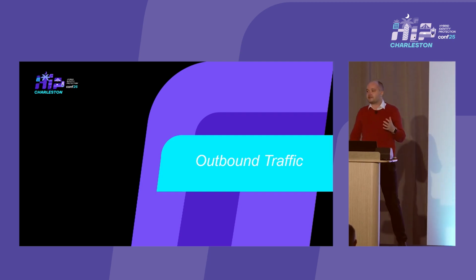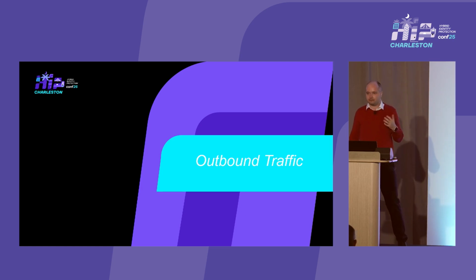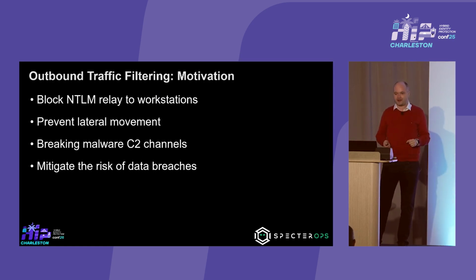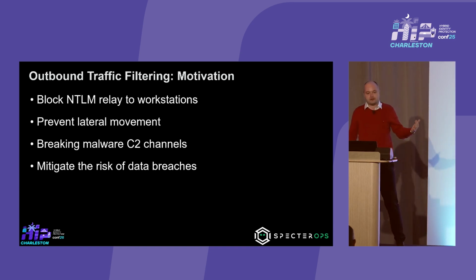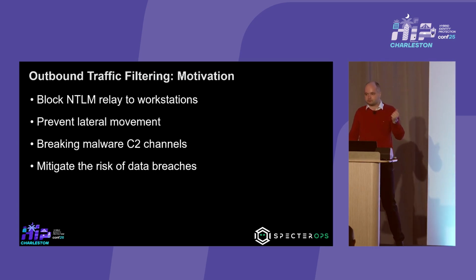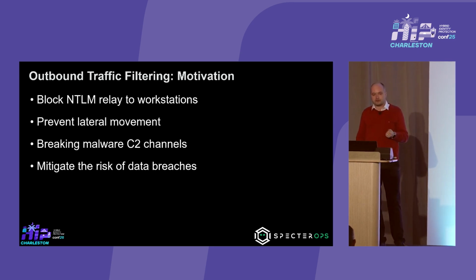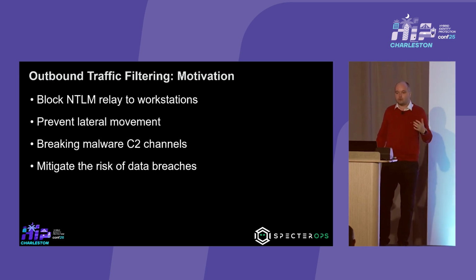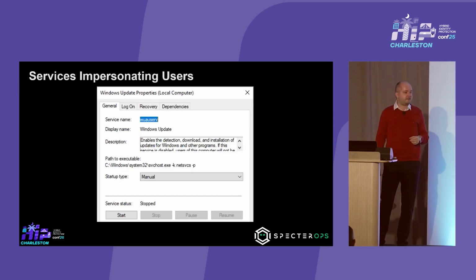Now let's look at outbound traffic, because this project only handles inbound traffic and blocking of inbound traffic. So why would you even consider blocking outbound traffic? Well, NTLM relay attacks, we already mentioned them, or you might get some command and control channel communication on the DC, which could be blocked, data exfiltration, whatever. But it's easier said than done.